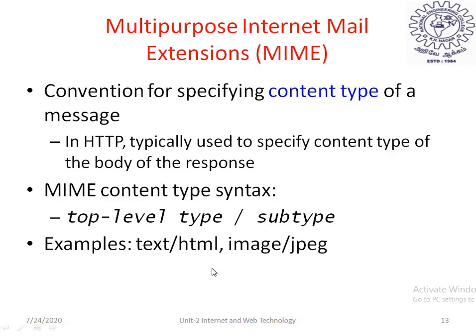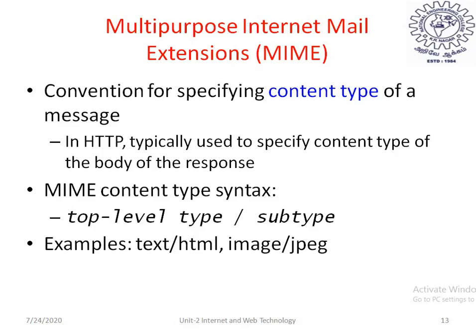Next we move on to MIME. I already told you, MIME is the Multipurpose Internet Mail Extension protocol. It is mainly used for identifying what type of file it is. We can also say it specifies the content type of a message. If you want to access a particular resource from a server, the server in turn receives the request, processes the request and provides a response.